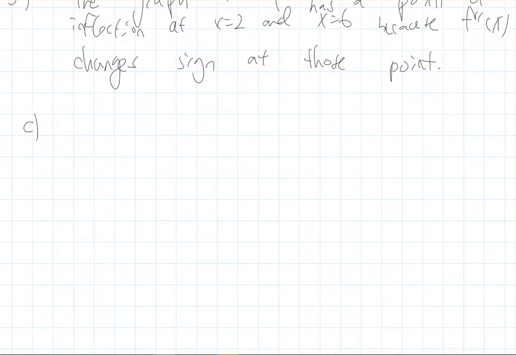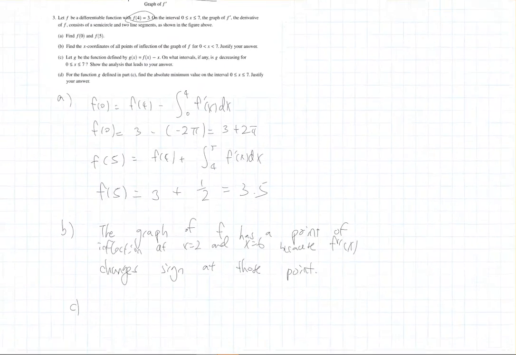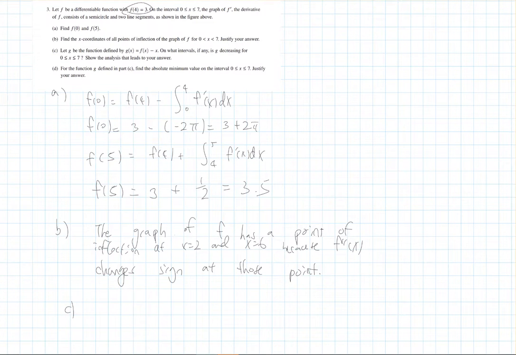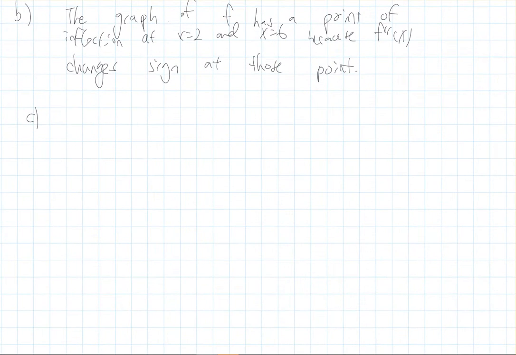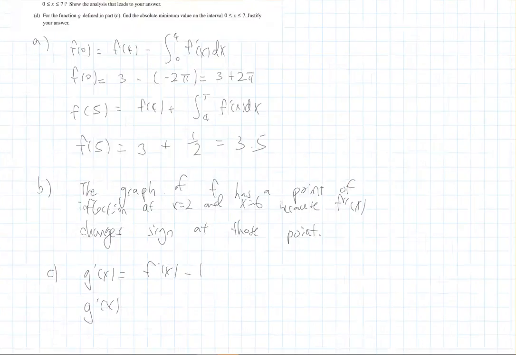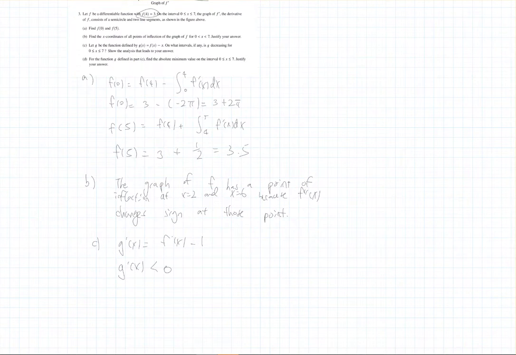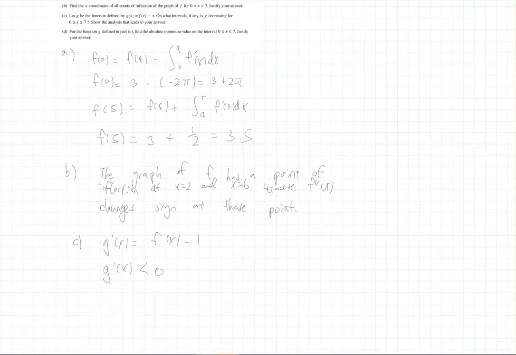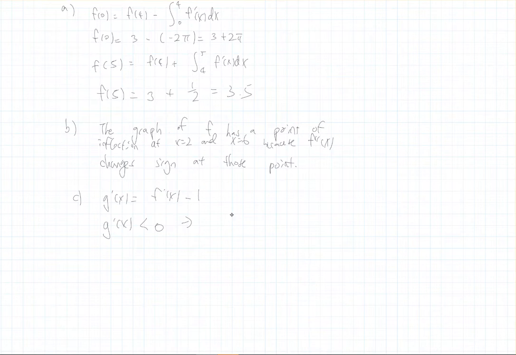C is, let g be the function defined by g x equals x f x minus x. On what intervals, if any, is g decreasing for 0 to 7? Show the work that leads to your answer. So g prime x equals f prime x minus 1, and g prime should be less than 0 because it's decreasing, which also means that f prime is less than 1. I mean, 1 is bigger than f prime.